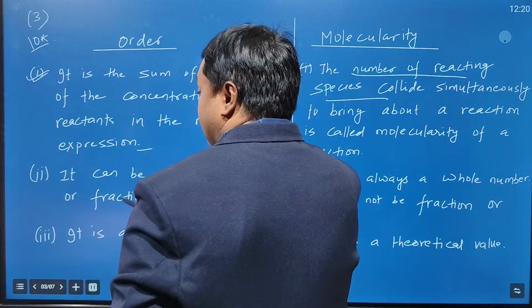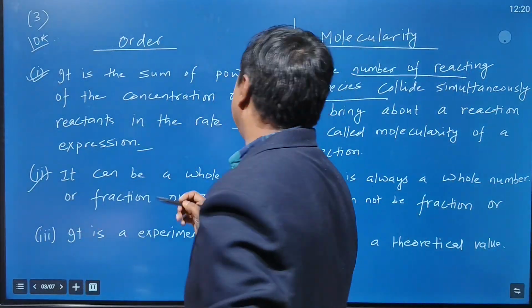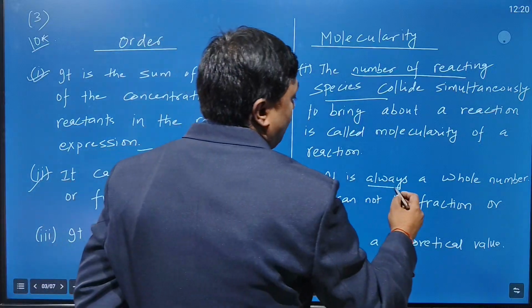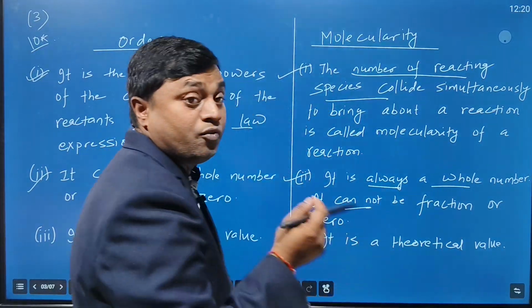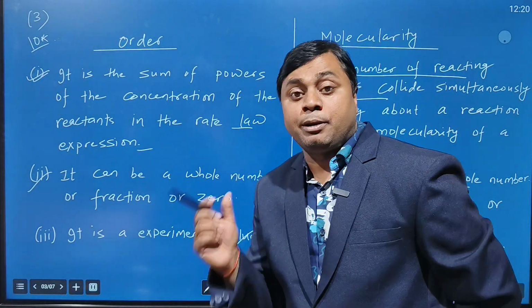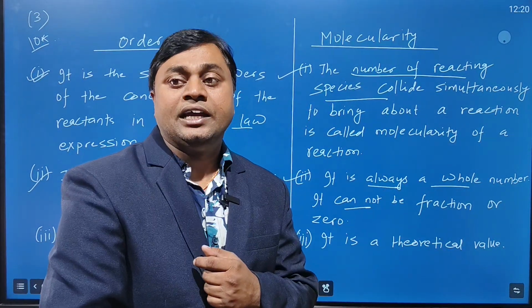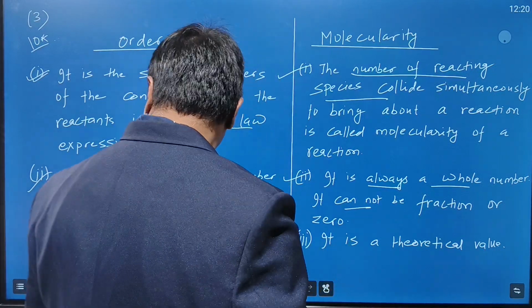Order can be a whole number or fraction or zero. Whereas when we talk about the molecularity, it is always a whole number. It cannot be fraction or zero. Order is experimentally determined, whereas molecularity is theoretically determined. Is it clear?